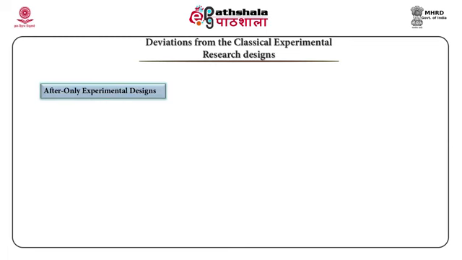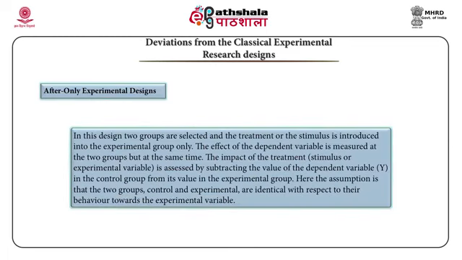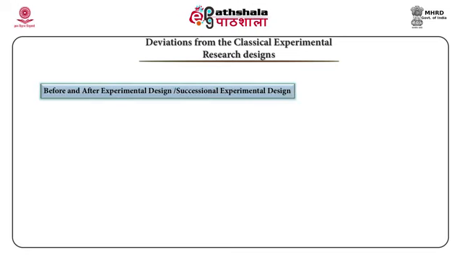After-only experimental designs. In this design, two groups are selected and the treatment or the stimulus is introduced into the experimental group only. The effect on the dependent variable is measured in the two groups, but at the same time. The impact of the treatment is assessed by subtracting the value of the dependent variable in the control group from its value in the experimental group. Here the assumption is that the two groups, control and experimental, are identical with respect to their behavior towards the experimental variable.